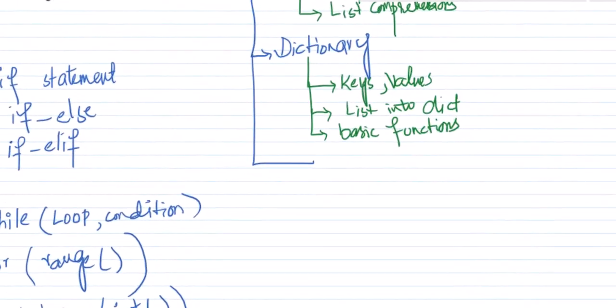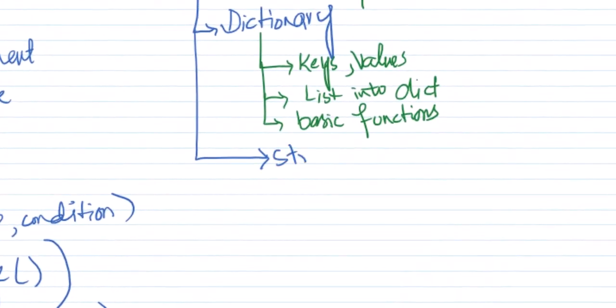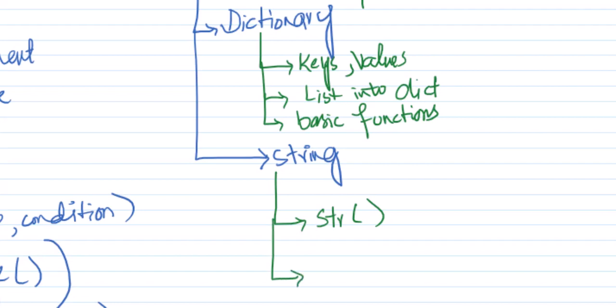We have also discussed another very important data structure, and that is the string data structure. In string data structure we discussed how to convert something into strings, and different string functions like split, strip, length, and so on. These were some of the functions we discussed in the string.